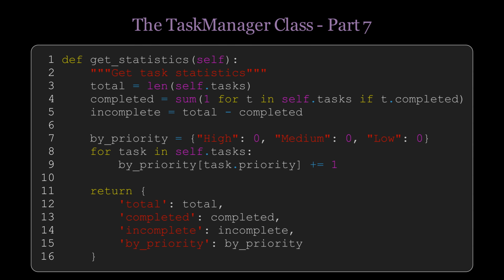Total is simply the length of the tasks list. Completed uses a generator expression with sum. We iterate through tasks and count how many have the completed flag set to true. Incomplete is total minus completed, simple subtraction. For the by priority breakdown, we initialize a dictionary with counts of 0 for each priority level. We iterate through all tasks and increment the appropriate priority counter. Finally, we return a dictionary containing all these statistics. This structured data can be used for reports or dashboards.